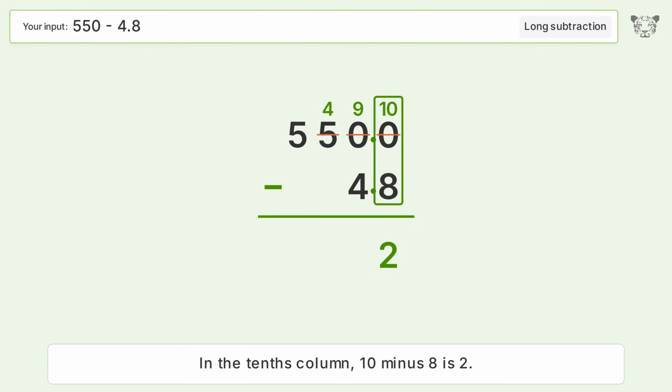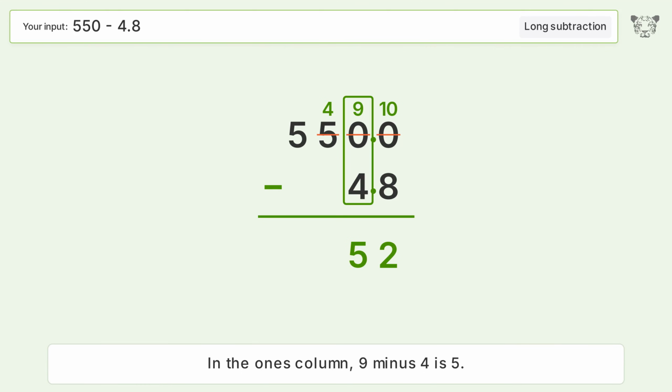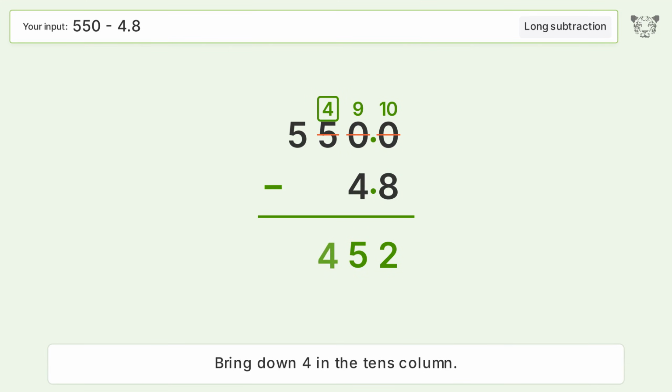In the tens column, 10 minus 8 is 2. In the ones column, 9 minus 4 is 5. Bring down 4 in the tens column. Bring down 5 in the hundreds column.